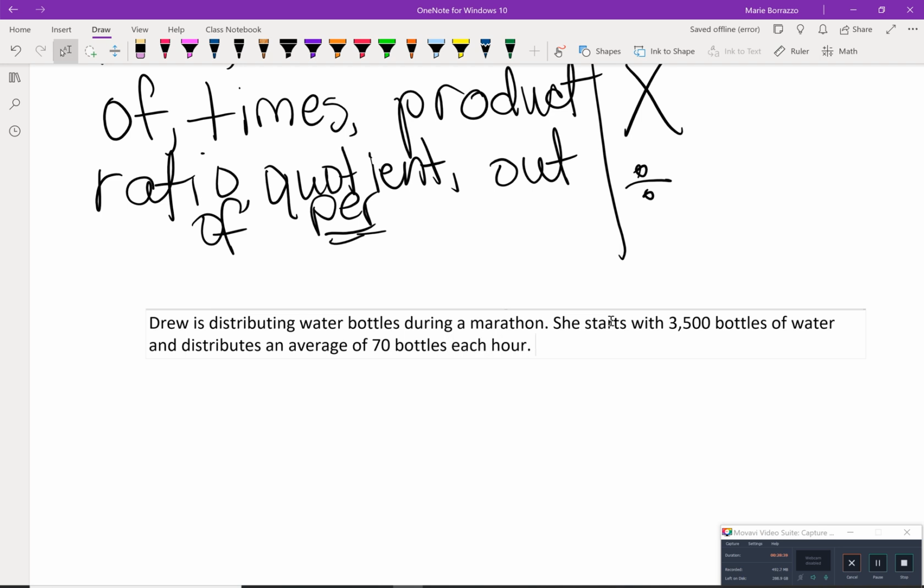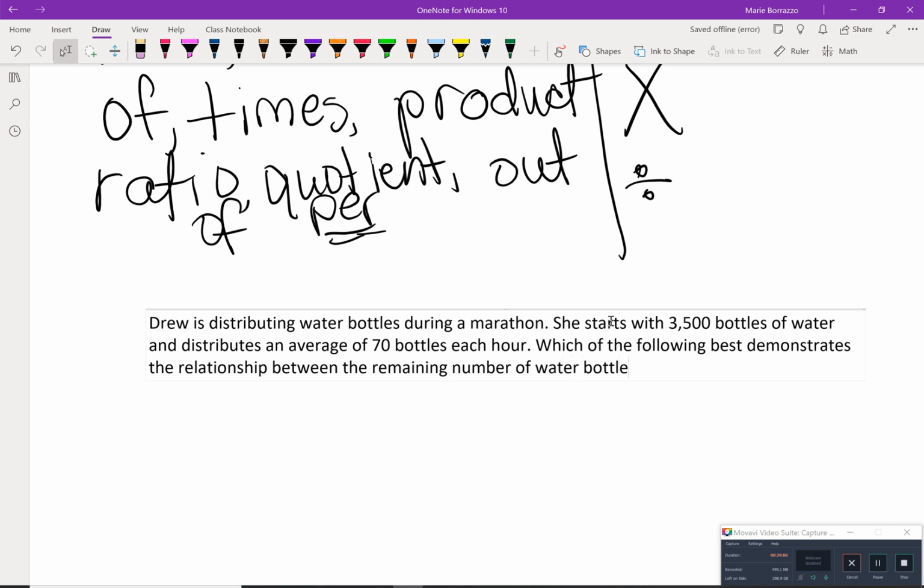It says, which of the following best demonstrates the relationship between the remaining number of bottled waters, we'll call them W, and the amount of time H in hours Drew spends distributing water bottles.